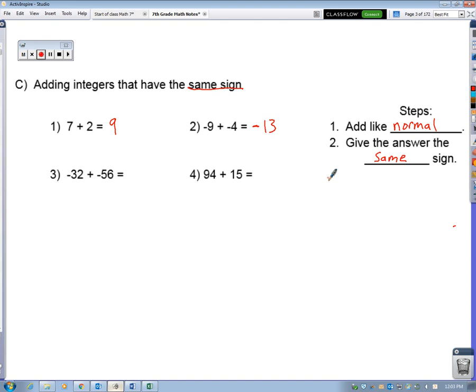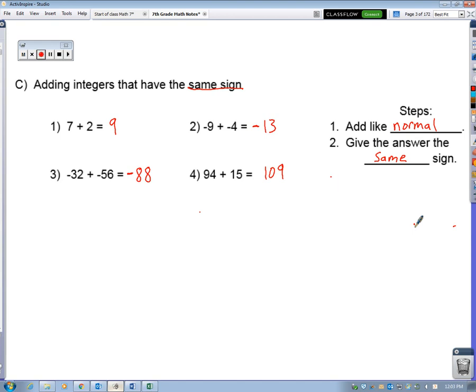Let's take a look at problem number 3. Both of these are the same. Add like normal, that will give me 88. And now I want to make it negative because both of these numbers are negative. My answer will be negative. Okay, last one, number 4. This is just a normal addition problem, adding two numbers together that are positive. If you add those together, you get 109, and they're both positive, so we're going to leave it positive. That's your first rule, adding integers that have the same sign.